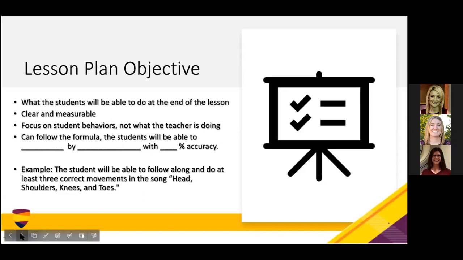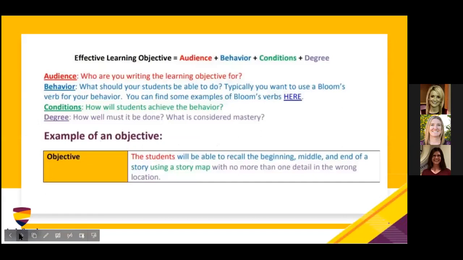Another common error we see on mastery is listing that 80% of the class will learn the material. The mastery in the objective is meant for each student. It's not an indicator of whole class achievement. So the next slide, this is another way you can write the objectives, and this is my favorite way.